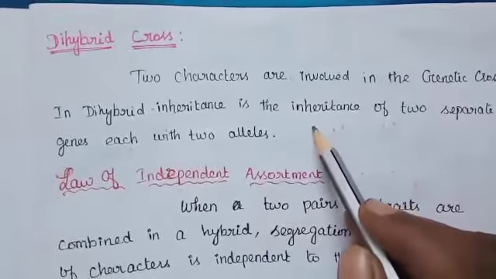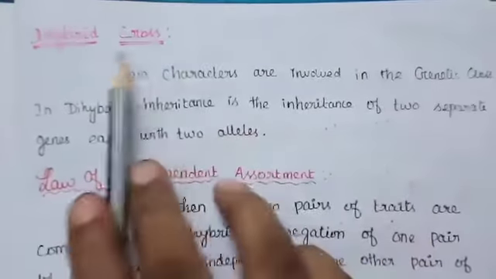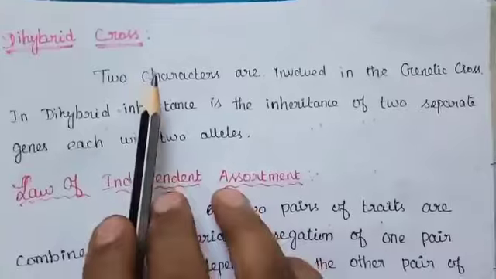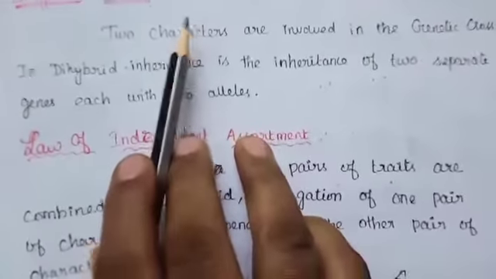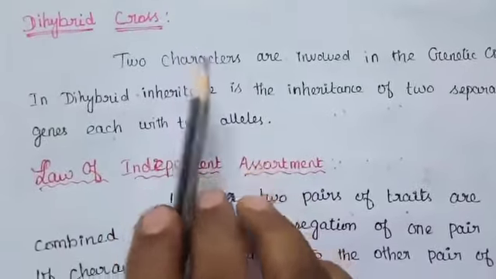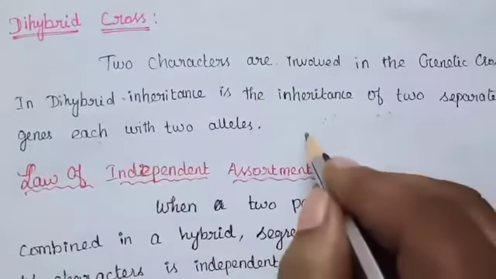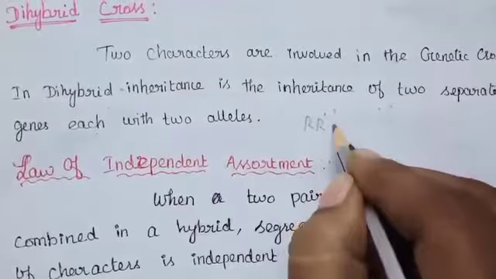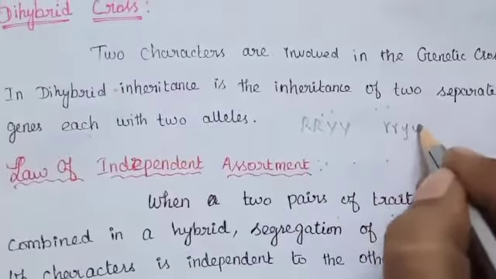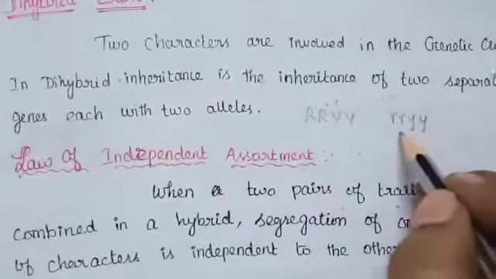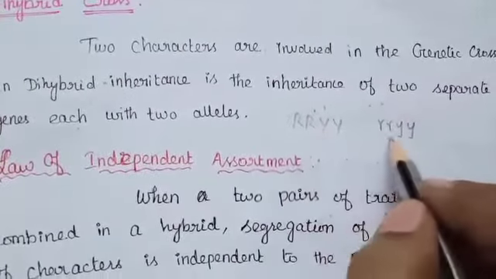We have already completed the monohybrid cross. Now, dihybrid cross. What is a dihybrid cross? Two characters are involved in the genetic cross. Dihybrid inheritance is the inheritance of two separate genes, each with two alleles. For example, capital R capital R capital Y capital Y, small r small r small y small y: round yellow, wrinkled green. These are the two alleles.